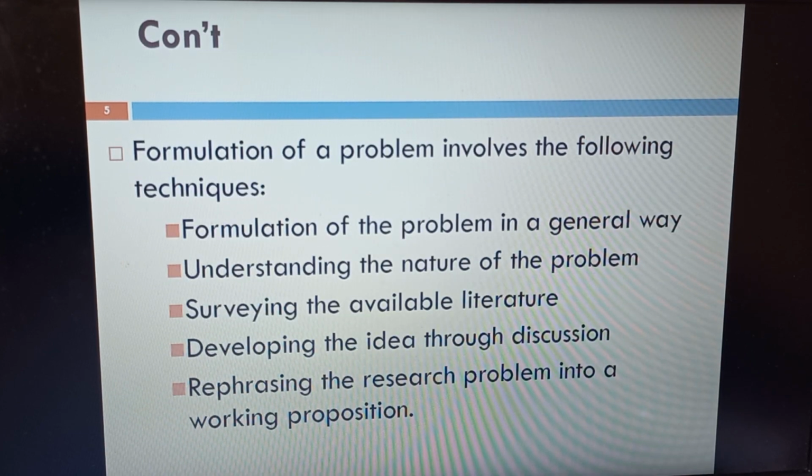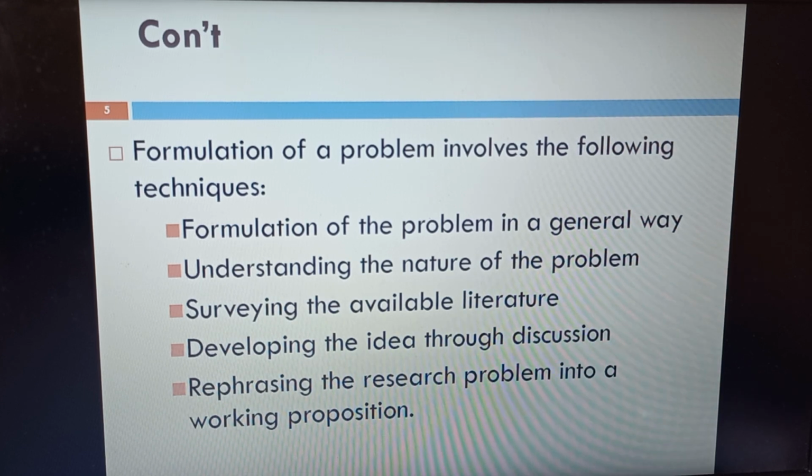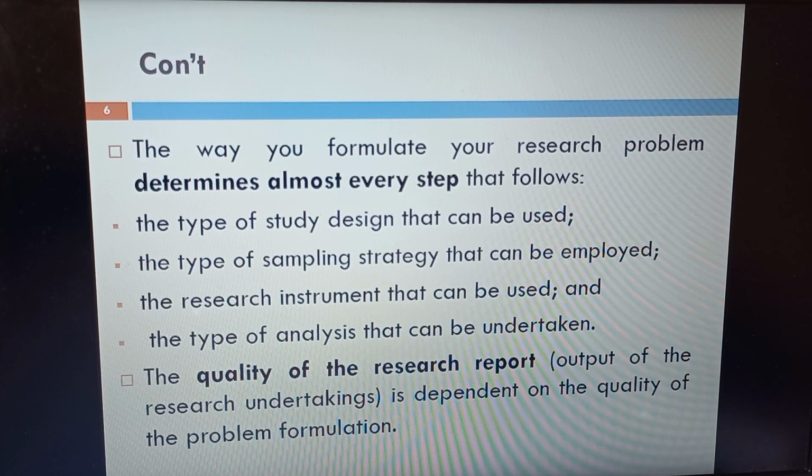Generally, formulation of a problem involves the following: formulation of the problem in a general way, then understanding the nature of the problem, surveying the available literature with regard to your problem, developing the idea through discussion, and rephrasing the research problem into a working proposition. So when we define and formulate a research problem, it should include these activities.